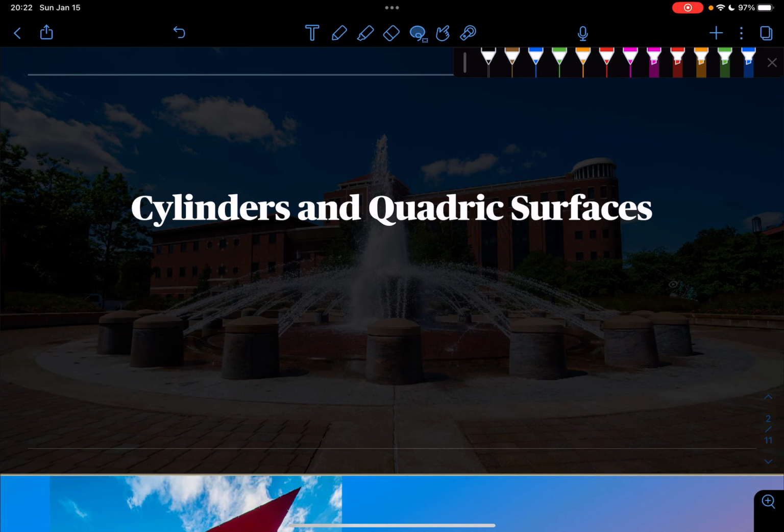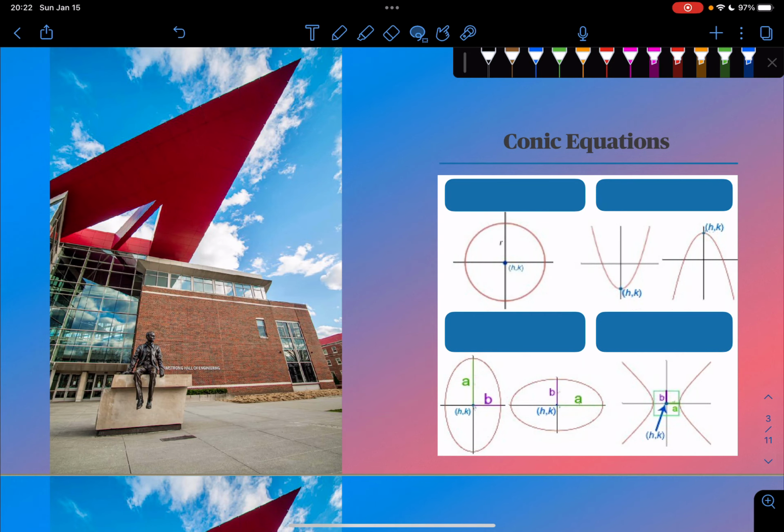And today we're going to talk about cylinders and quadric surfaces. And as usual, we can start with some quick questions. The first one is about some basic definitions of conic equations. I presented you 4 different types of conic equations, and I would like you to first of all identify what these shapes are, and start to recall the equations that describe these conics.